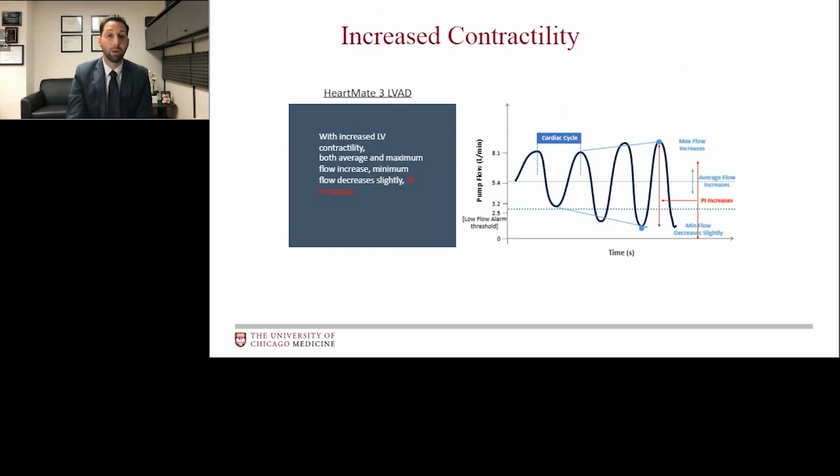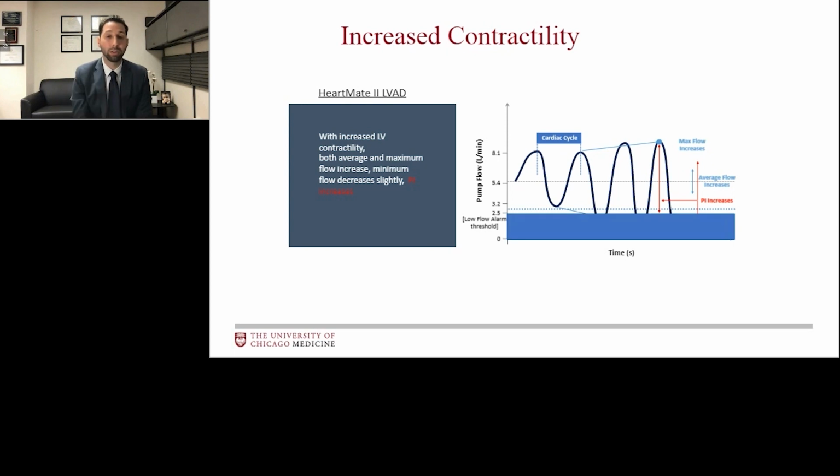All right, so when, again, we focus on the flow versus time curve, we see a rise in systolic flow, a drop in diastolic flow. The HeartMate 3 sees all this as an enhanced variation in flow, which is linear to power, and so therefore there's an enhanced variation in power, and the HeartMate 3 sees this as an increase in pulsatility index.